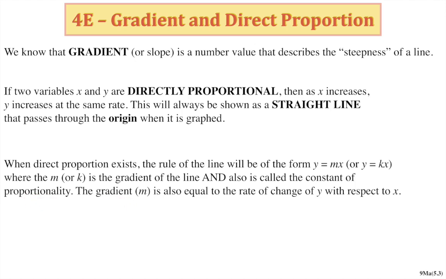So the gradient, which we sometimes write as the letter m instead of writing the word gradient, is an abbreviation for the word slope. These three things in maths all mean the same thing: gradient, gradient, or slope, slope. m stands for the gradient or the slope.